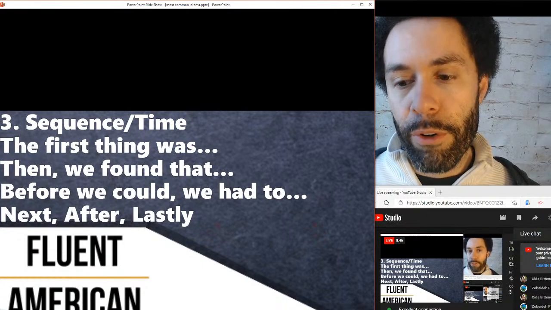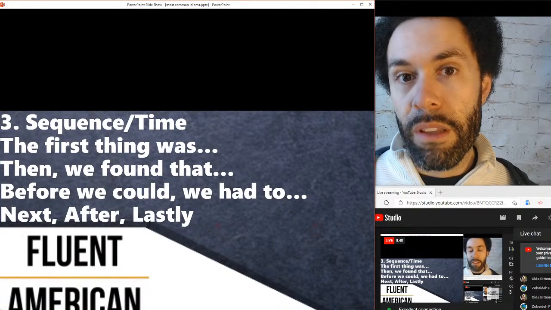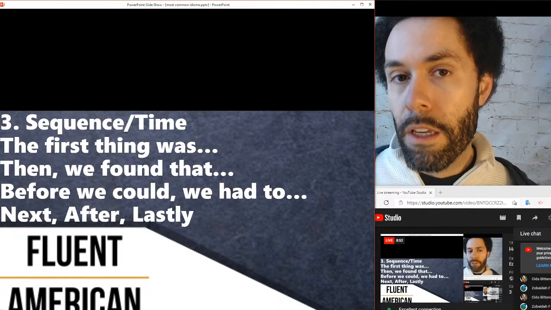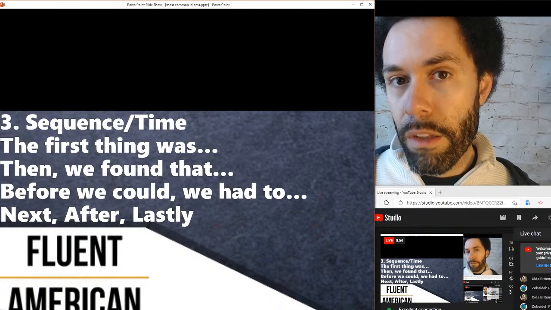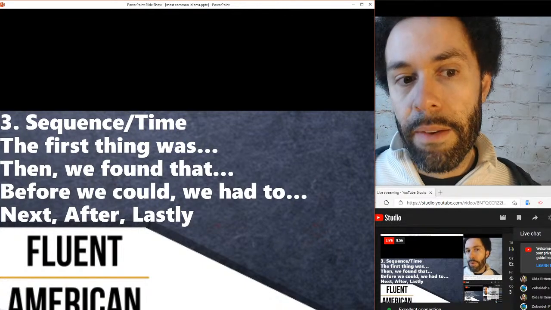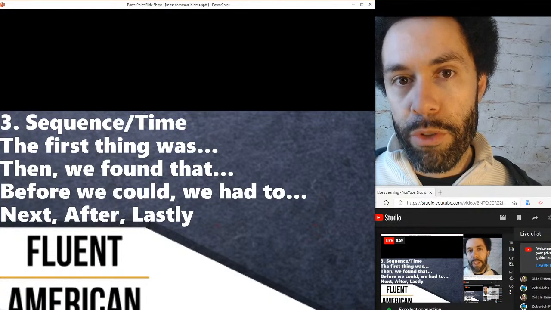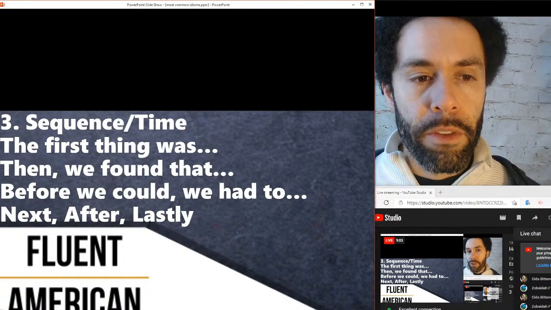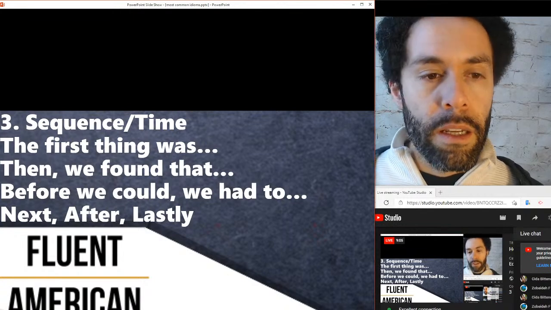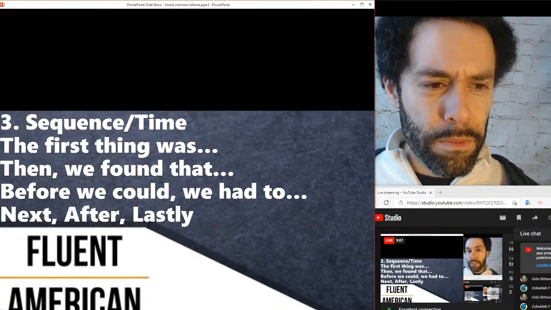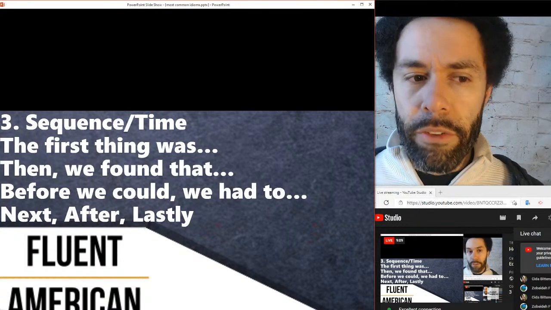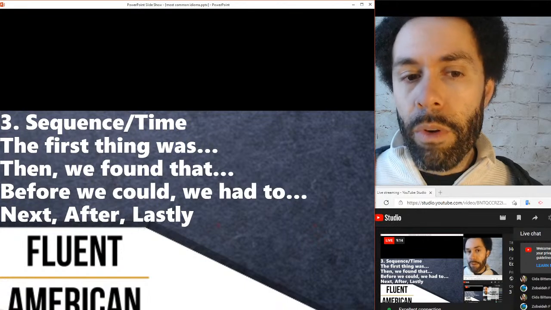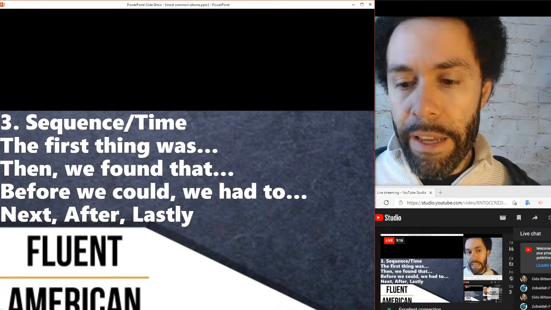So it's not going to be the first thing. It's going to be the first thing, the second thing, the third thing. The stress is going to be real heavy on the number. The word thing or point or whatever word you're using, that's usually going to be reduced and said faster. Okay, it's like the first thing, the first point, the first object. Next, other words. For instance, like then. It's like then we found that.